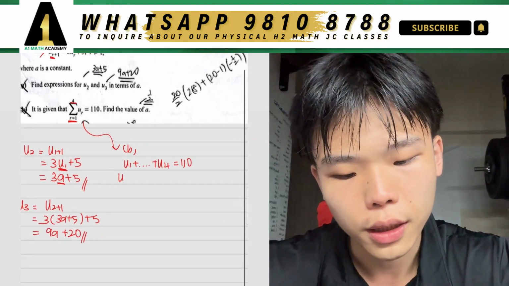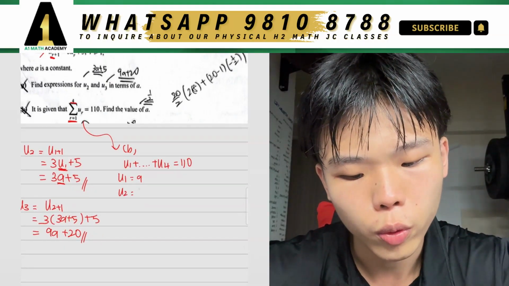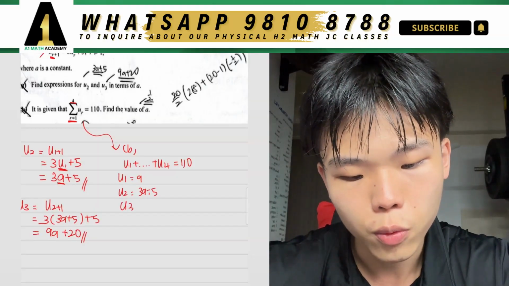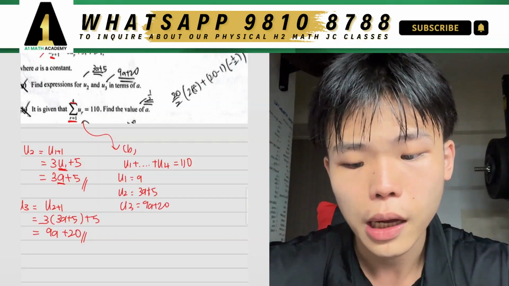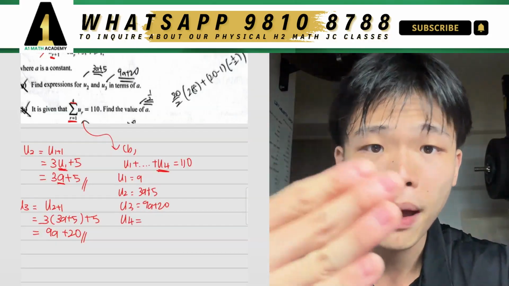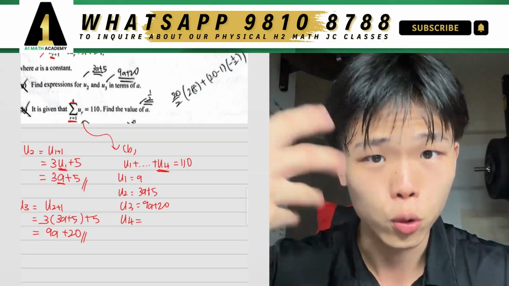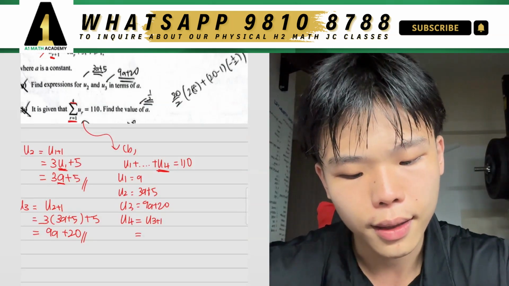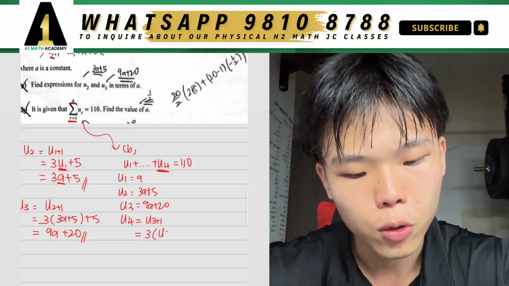Now, u1 over here, we know it's a. u2, we know it's 3a plus 5. u3, we know it's 9a plus 20. Now, all we got to do is to figure out what's u4. And we know that u4 is dependent on the previous case, which is u3. So it's u3 plus 1, and therefore it will be 3 bracket u3 plus 5.